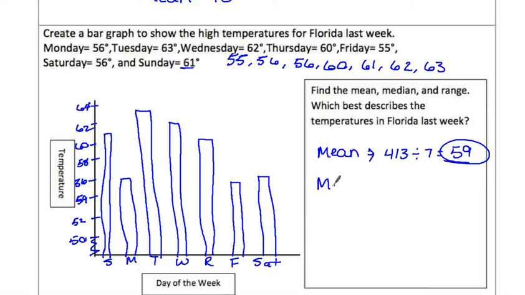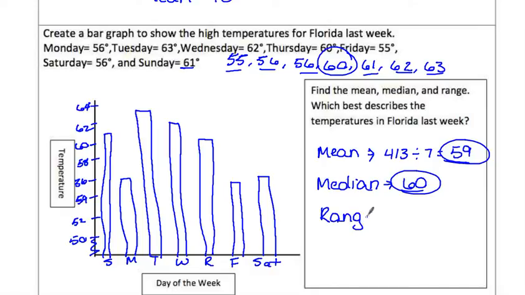The median is the number in the middle. So I like to underline 2, 2, 3, 3. My median is 60 for this problem. I don't have to find the mode. It's asking for the range next. Range is the highest number, which is 63, minus the lowest number, which is 55. 63 minus 55 is 8. So the range is 8.